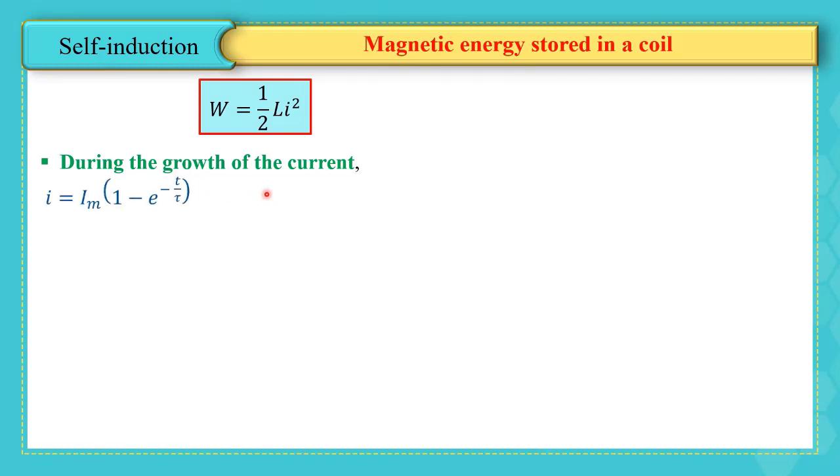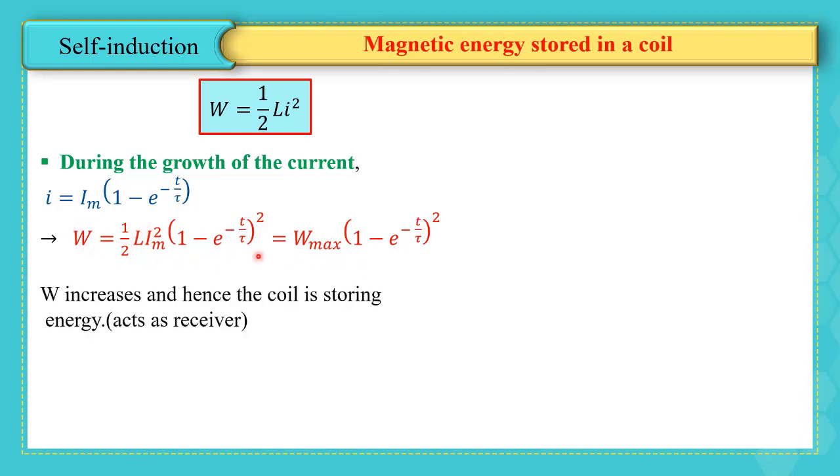Now, during the growth of the current, we know that i equals I maximum times (1 minus exponential to the power minus t over tau). So W will be equal to half L I maximum squared times (1 minus exponential minus t over tau) squared, which equals W maximum times (1 minus exponential minus t over tau) squared, where W maximum is equal to half L I maximum squared. From this expression, we can deduce that W is increasing, and hence the coil is storing energy. It acts in this case as a receiver.